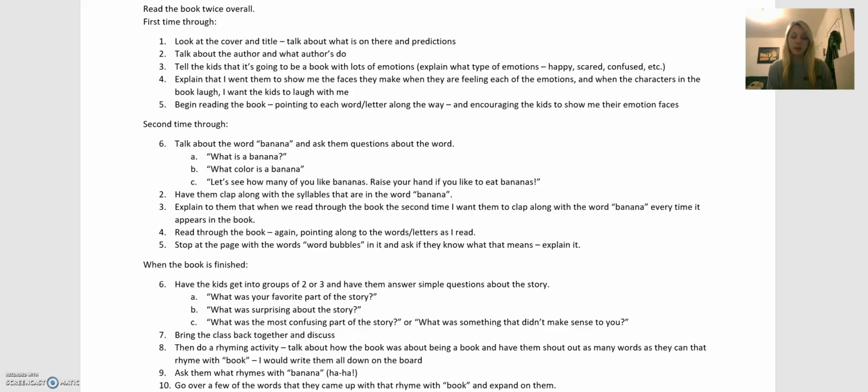So we would bring the class back together once the groups of 2 or 3 talked about what they thought was their favorite part, most surprising and most confusing, and they would all discuss who had the same ideas about what.